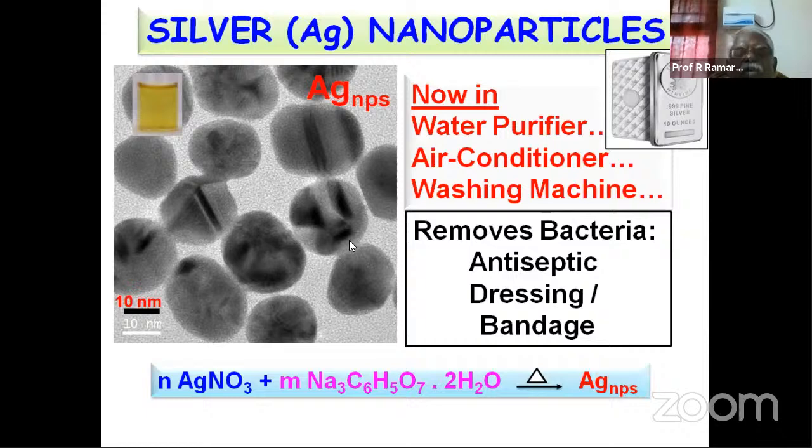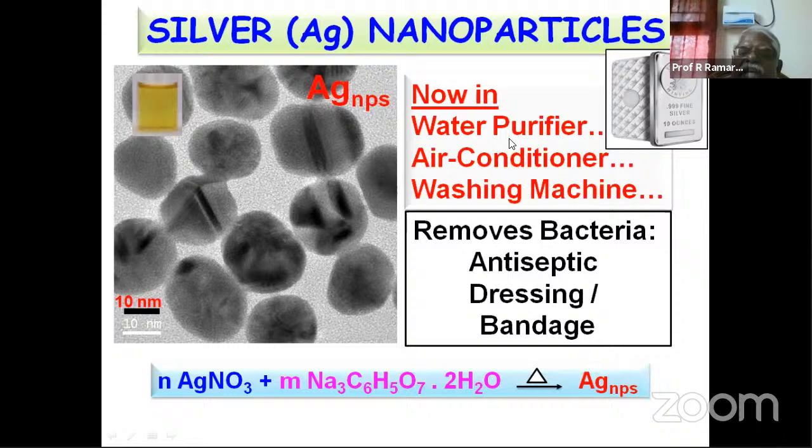Now we understood the application of silver nano in water purifier, air conditioner, and washing machine, because it removes bacteria. The water contains bacteria, so you can purify the water. The air conditioner circulates the air, and while circulating, all bacteria are filtered by the filter, and the filter will contain the bacteria. Washing machine, you put all your dirty clothes in. The clothes contain not only dust, they also contain bad bacteria fetched from the air. So all these things can be removed simply using the silver.